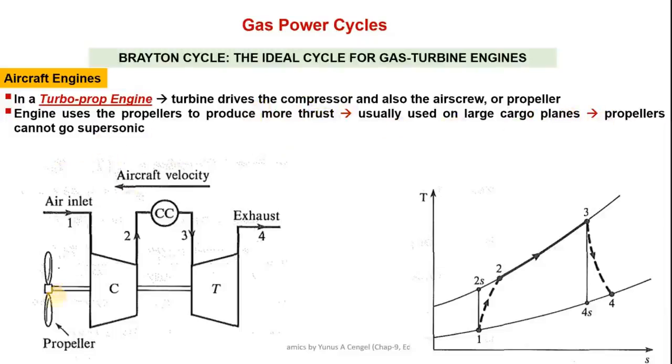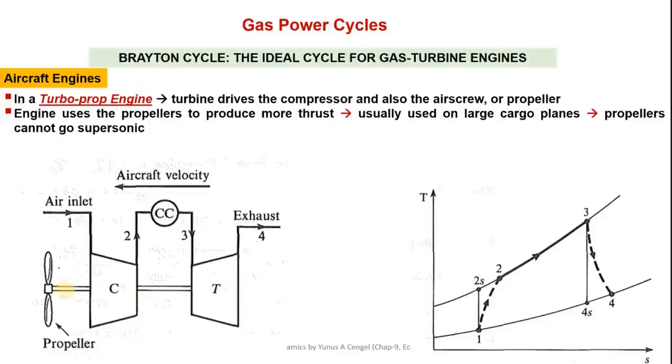Propellers cannot go supersonic, like in the case of nozzles. In the case of nozzles, we can attain supersonic velocities. Why can we obtain supersonic velocities? This is very much clear in chapter 1. We can design a nozzle as a convergent divergent nozzle to attain supersonic velocities. But here, there is no nozzle after the turbine.